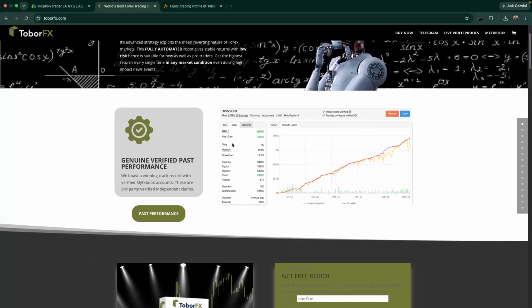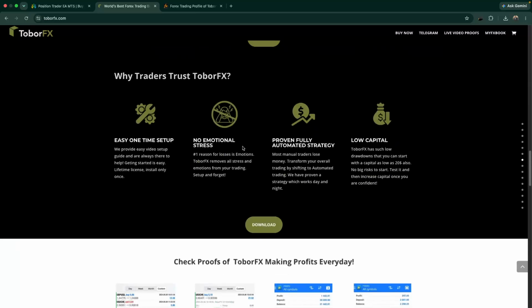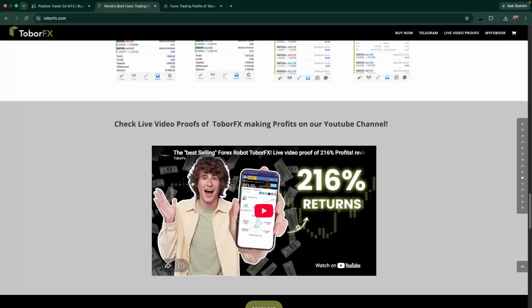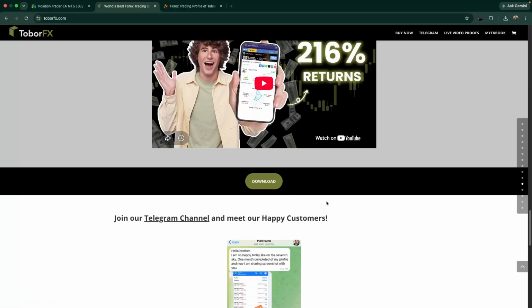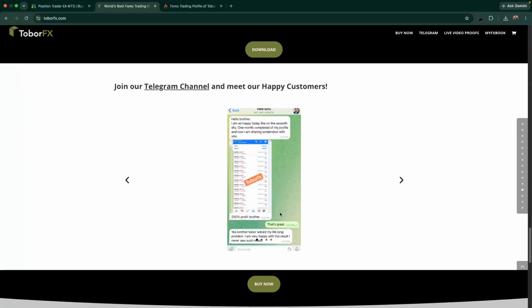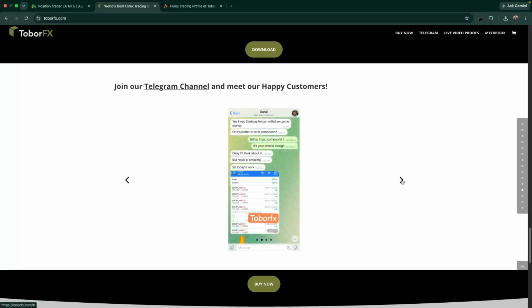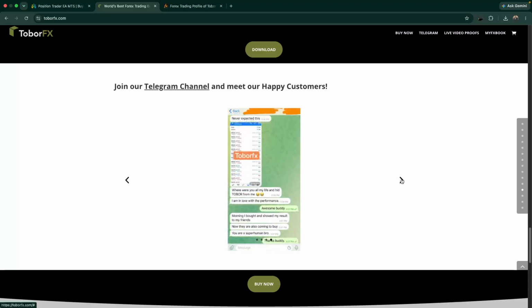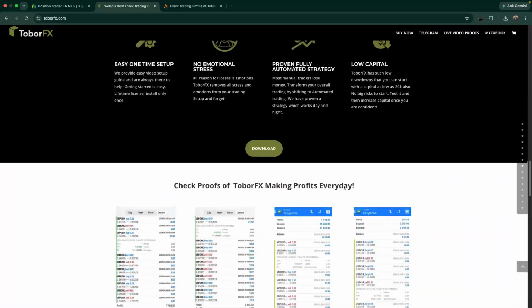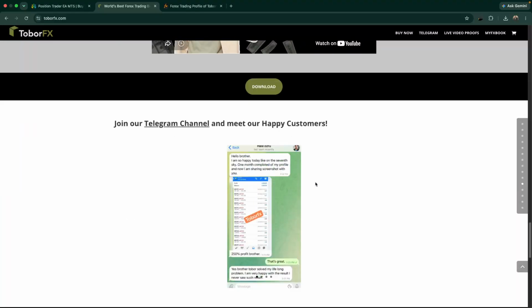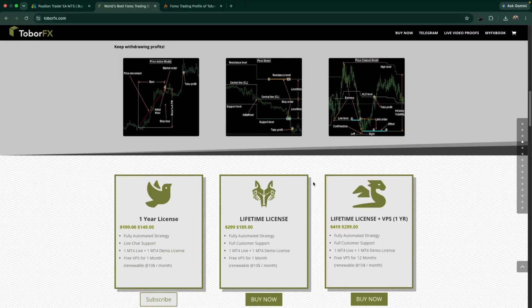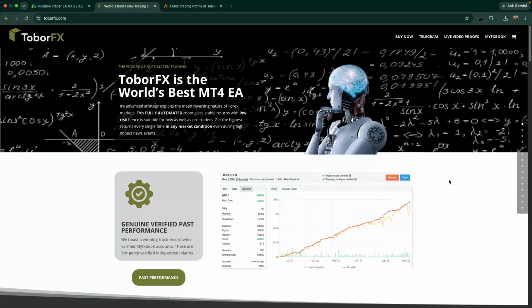Yeah, that is it about the ToborFX. They have a well-rounded page, and they also have a YouTube video which you can check out to see more of how the expert advisor works. They also have some reviews which they show here from people who have used the ToborFX. You can get the lifetime license for just 189 US dollars, so it's not that much for the results which they show.